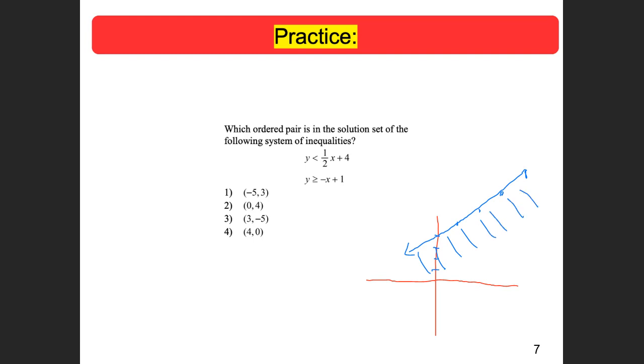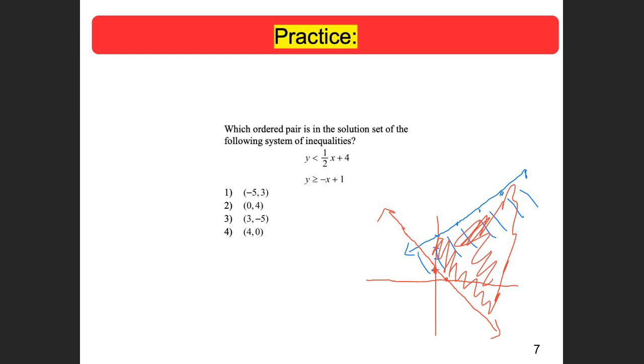Then I have y is greater than negative x plus 1. Okay, so I'm going to change colors here. Let's go red. So positive 1 is here, and then it's going to be negative, so it's going to look something like this. And it's going to be everything greater than that. So this is my shaded region. Now I have to check out my points.